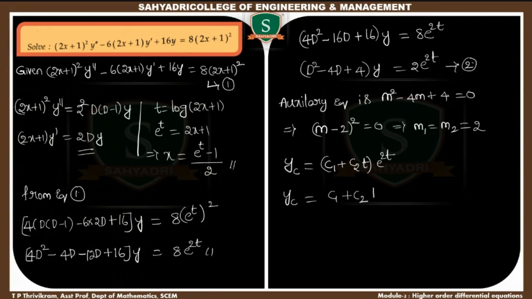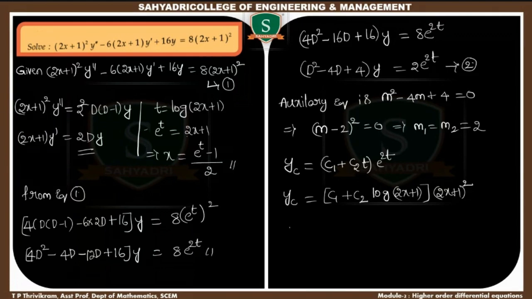t is nothing but log of 2x plus 1, into e power 2t. e power 2t can be written as 2x plus 1 whole square, since e power t is nothing but 2x plus 1. If you take square on both sides, you'll get the same thing. So e power 2t can be written as 2x plus 1 whole square. So this is the complementary solution.